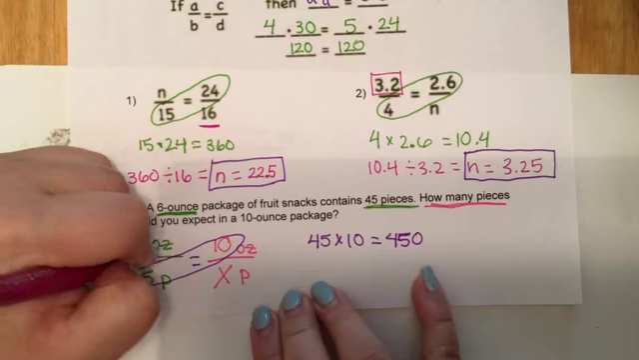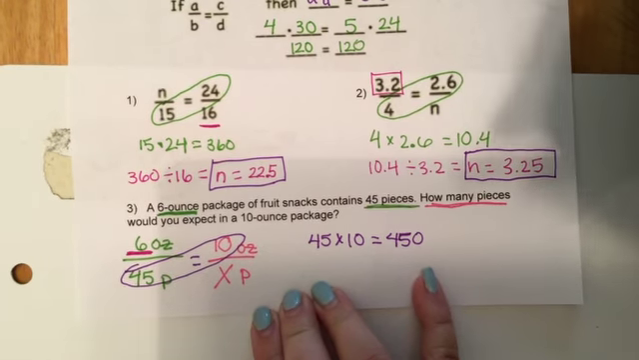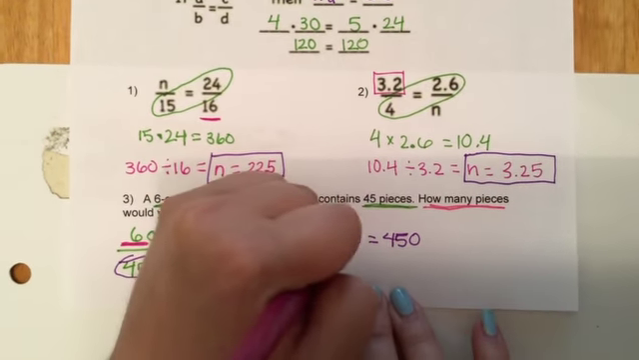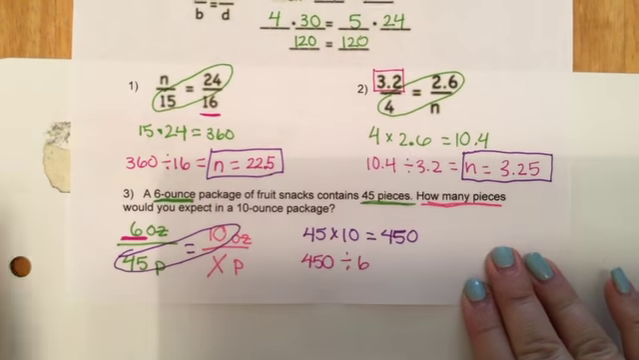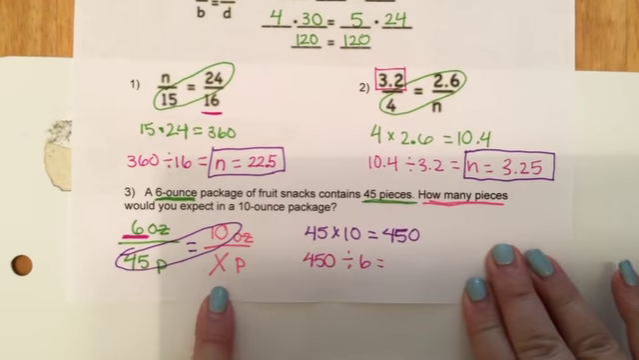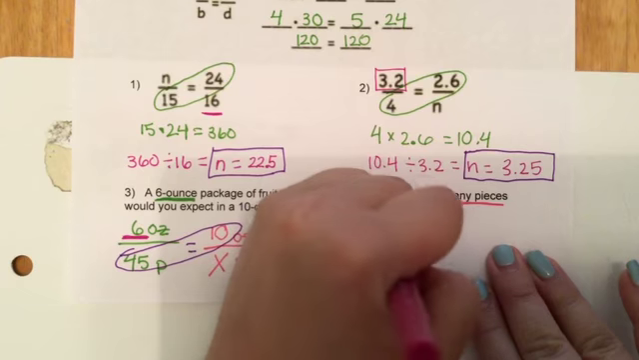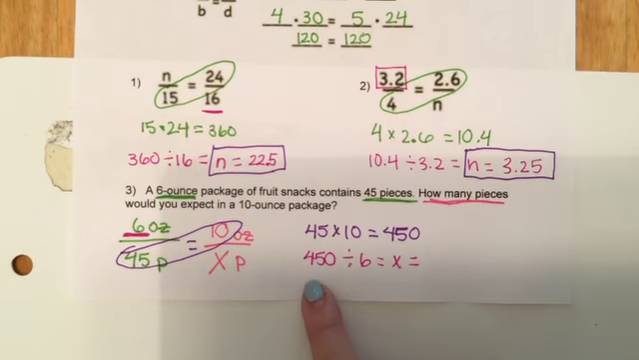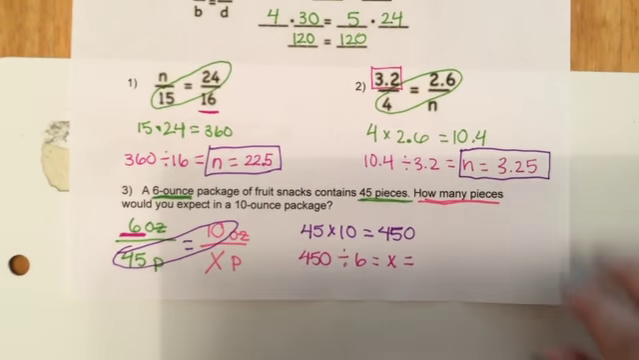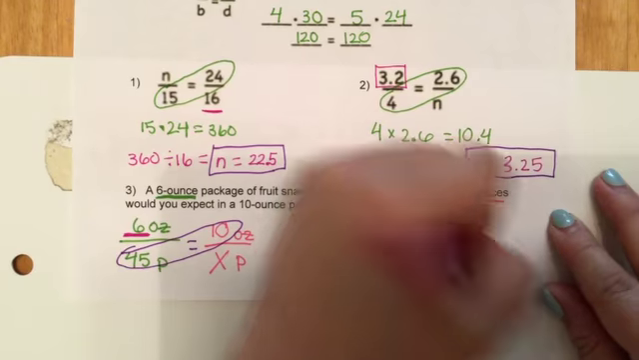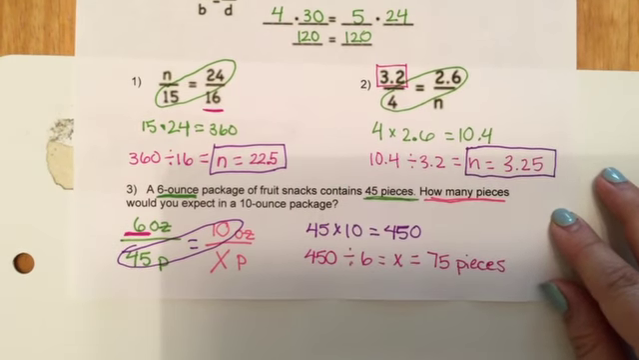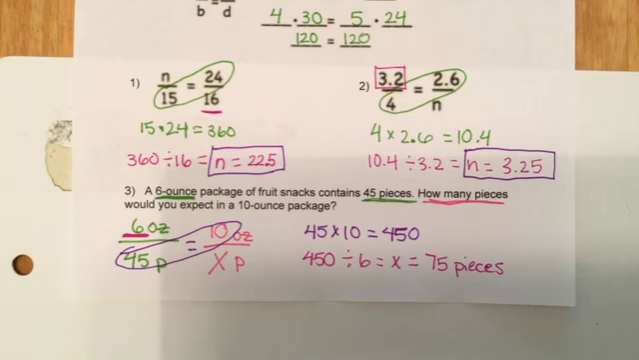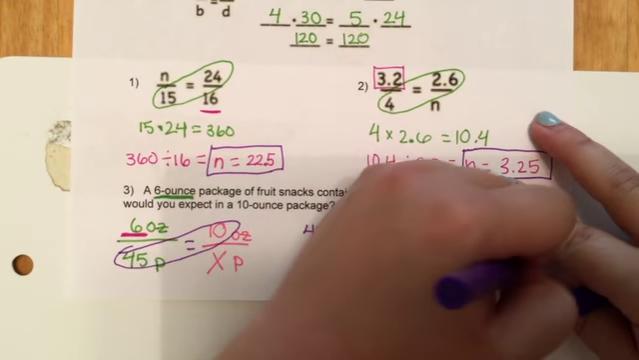Then I'm going to divide by the number that's left over. So I'm going to take that 450 and divide by the 6 ounces, which is going to give me my missing value, x. Here, 450 divided by 6 comes out to be 75. So I know that x is 75 pieces. All right, and I have my answer there.